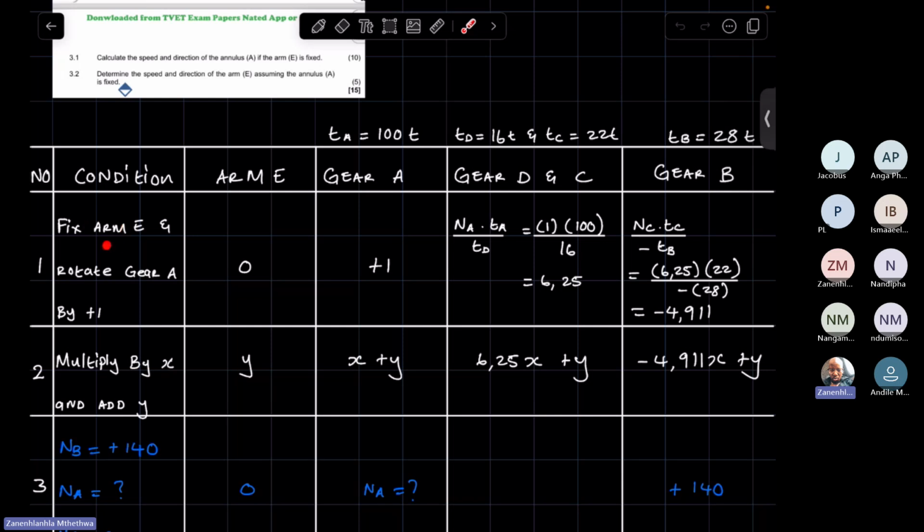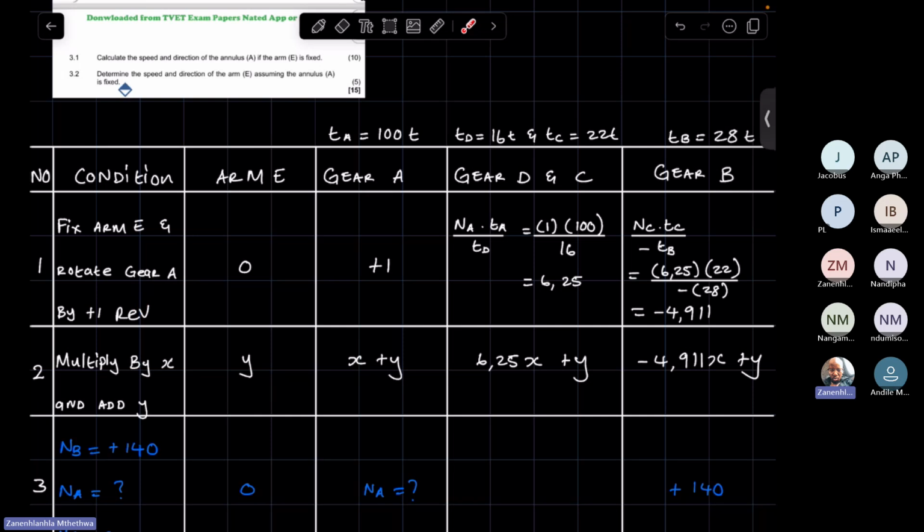Condition one will always be: fixed arm and rotate the annulus by one revolution clockwise. Shorthand notation for one revolution clockwise is simply positive one rev. So I was supposed to say here by positive one rev. Positive one rev stands for one revolution clockwise.